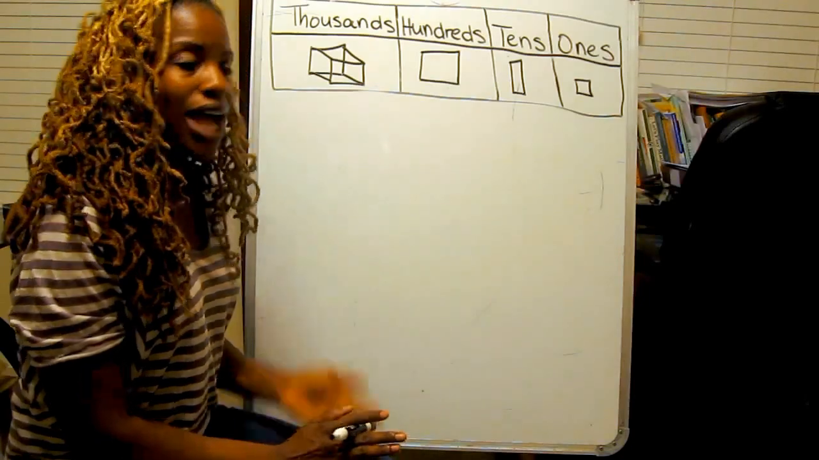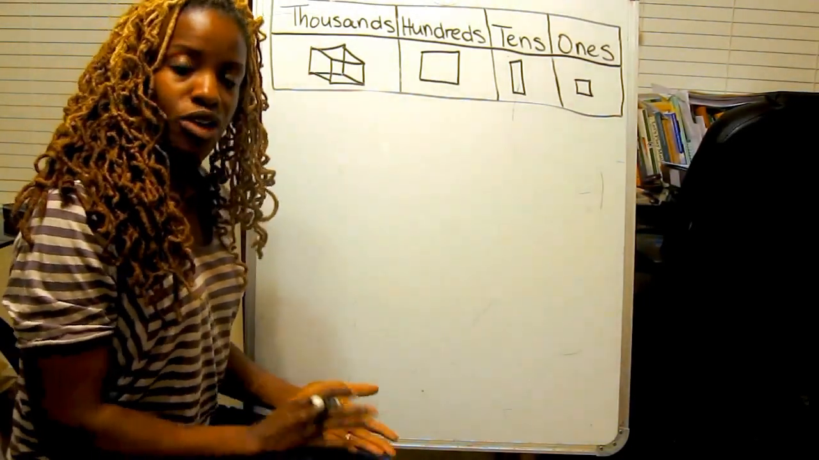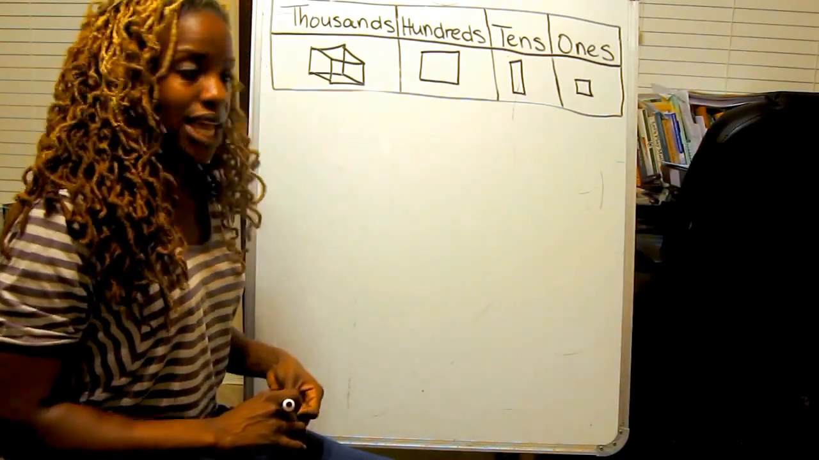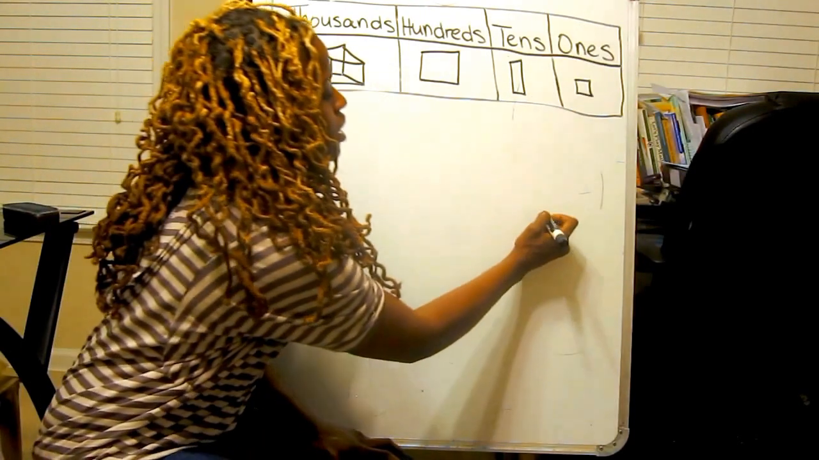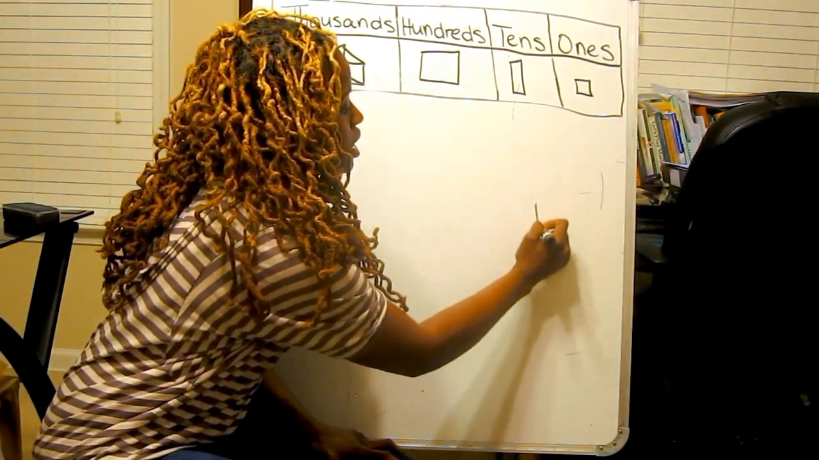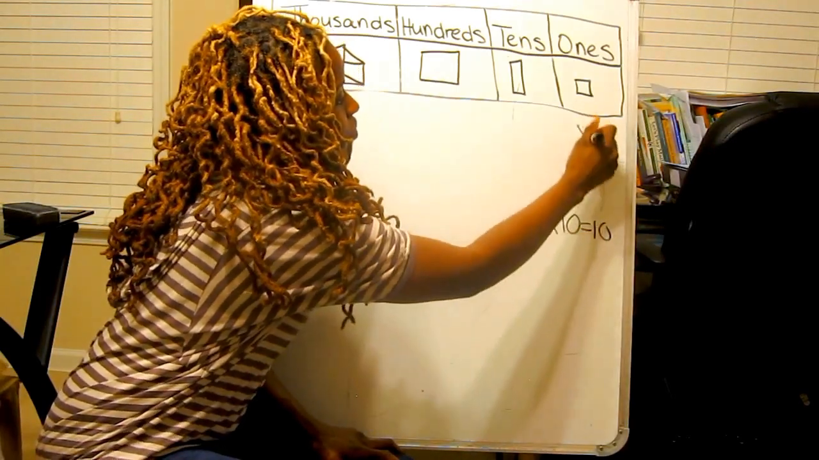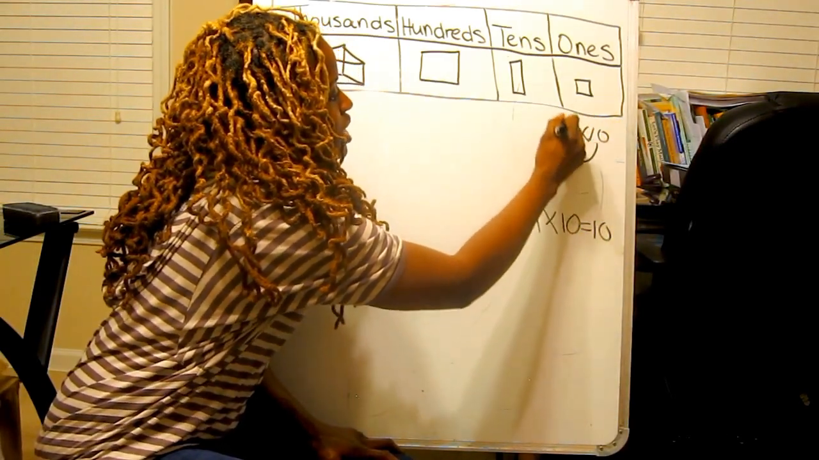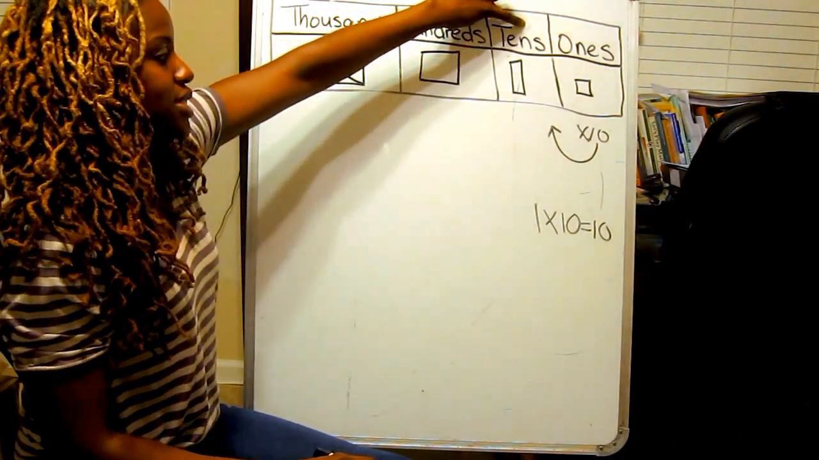Next, I'm going to show you how these places are related by the power of 10 or by multiplying by 10. Let's look at the ones place. If I multiply my 1 times 10, I'm going to get the value in my tens place.